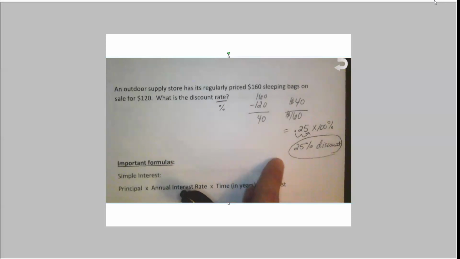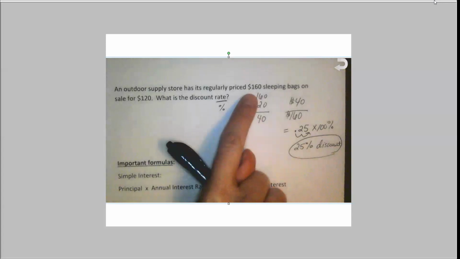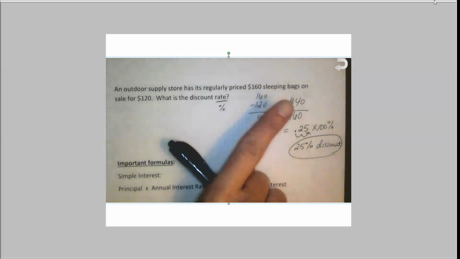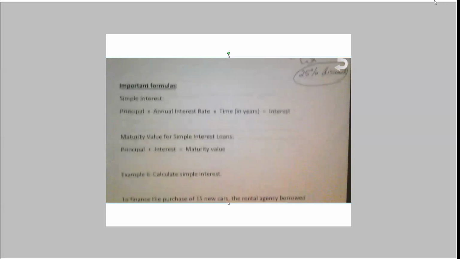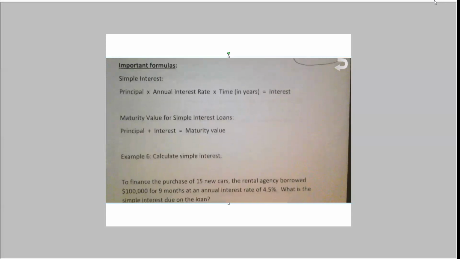You can check this by multiplying 0.25 times 160, and you should get $40. And if you subtract 40 from 160, then you will get your price of $120. That's just one way of checking your answer. Okay, we've got several other important formulas I'm going to run over with you quickly, and then we'll look at some examples for each of those.